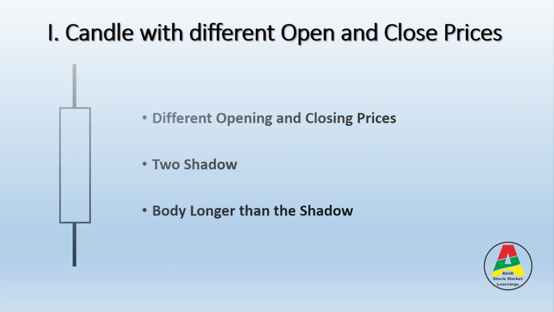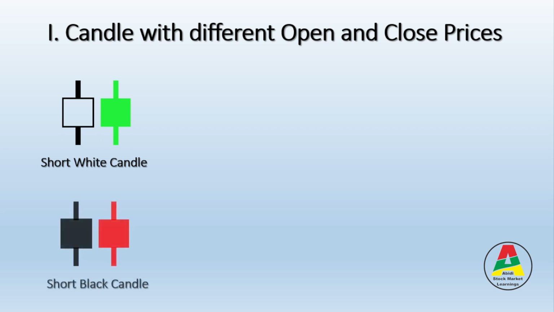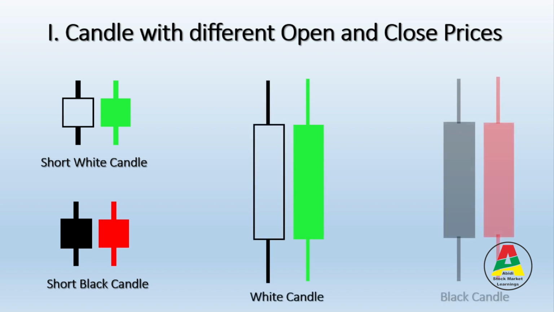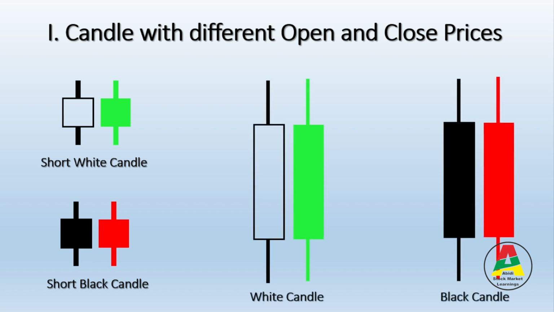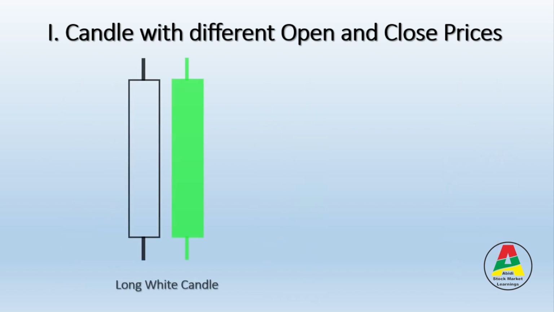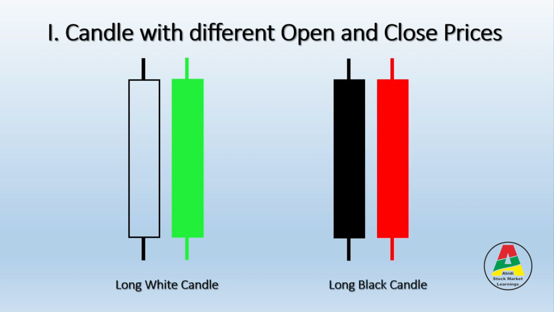For example, a short white candle appears as a short line. A short black candle appears as a short line. A white candle appears as a long line. A black candle appears as a long line. A long white candle appears as a long line. A long black candle appears as a long line.